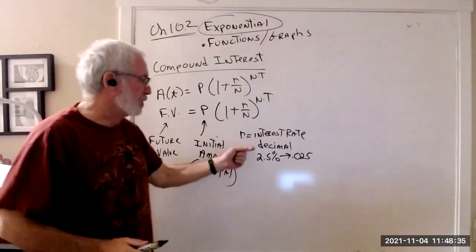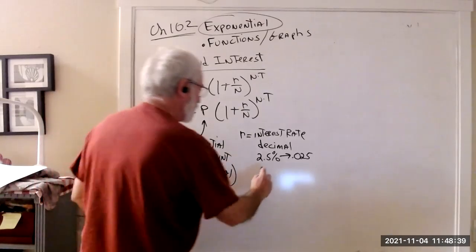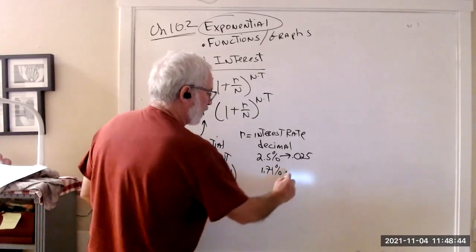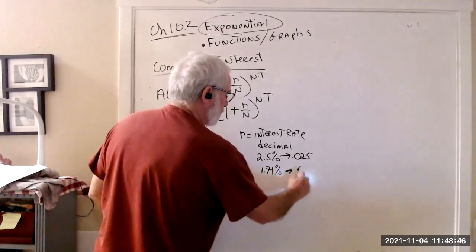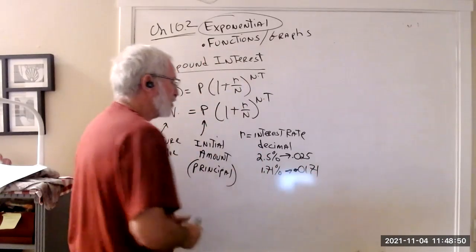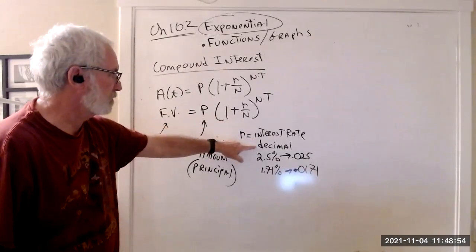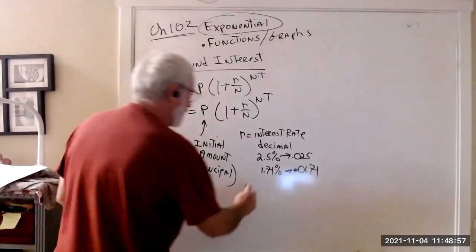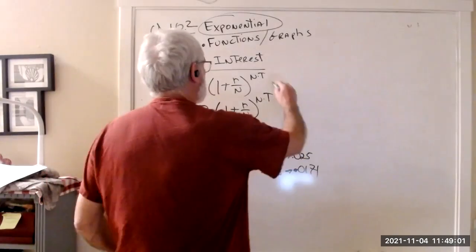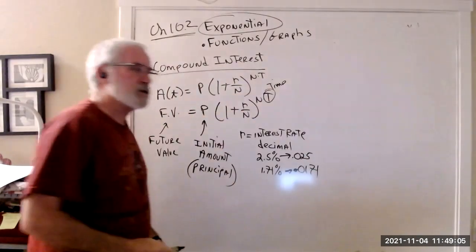The word problems we'll talk about, the interest rate is 2.5%, or the interest rate is 1.71%. Well, you have to remember how to convert it to 0.0171 as a decimal. So R is the interest rate, but written as a decimal. T is time. That makes sense. N is the tricky thing here.